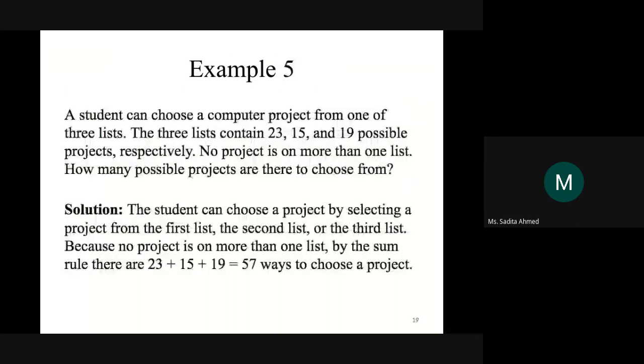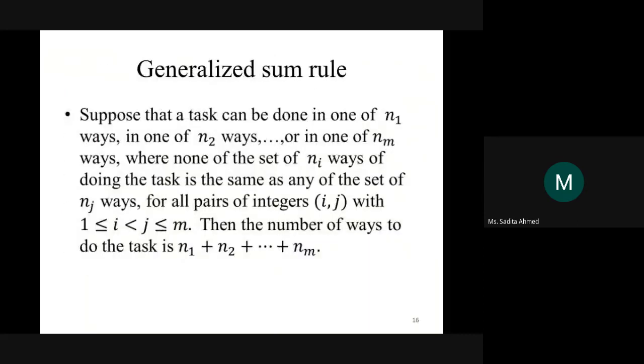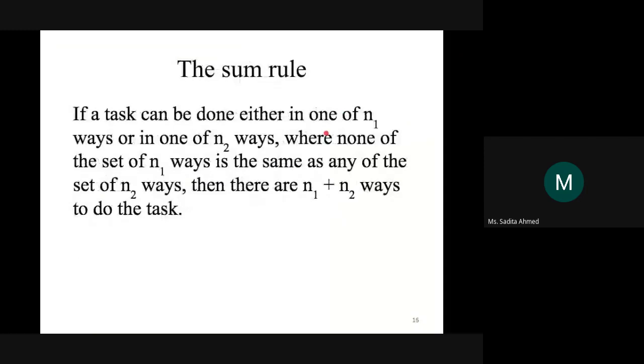Okay? That one restriction on the sum rule, which said that if you can do a task in either n1 ways or n2 ways, and there is nothing in common among these two sets of ways, none of the n1 ways is the same as any of the n2 ways. Because of this condition, we have the subtraction rule.